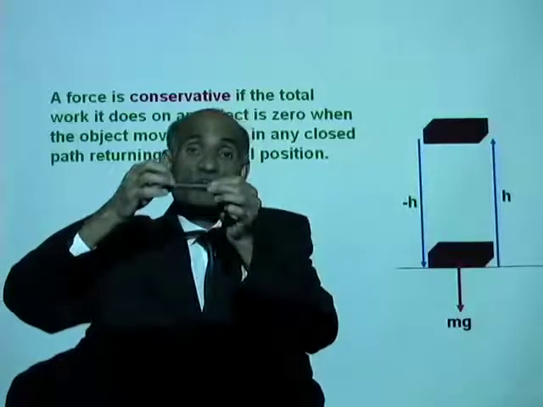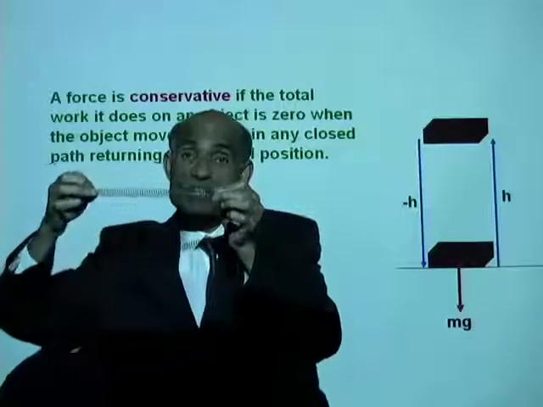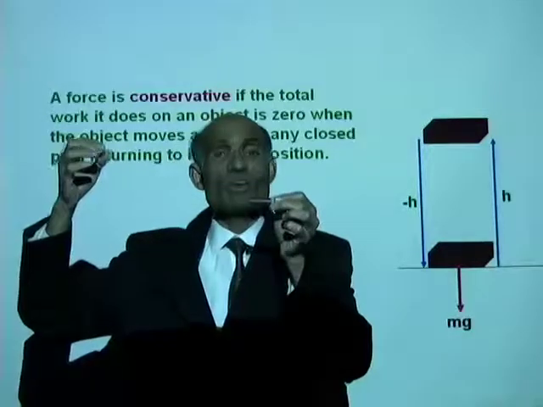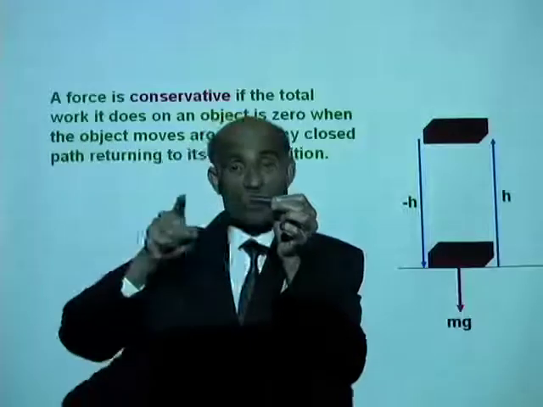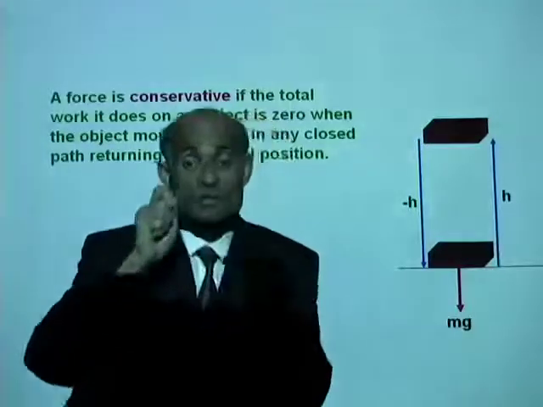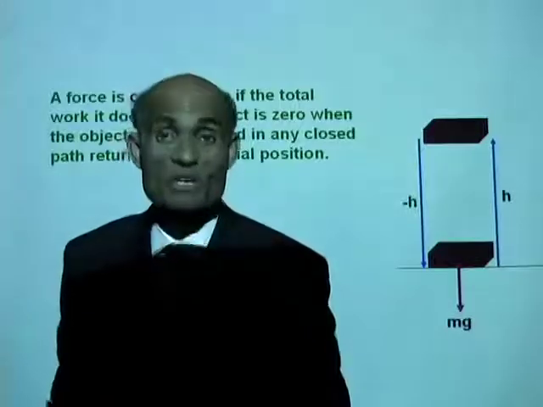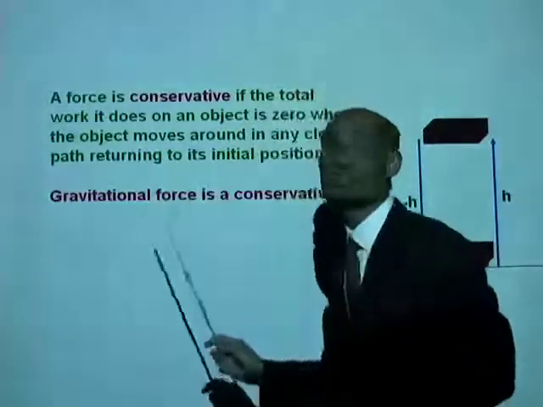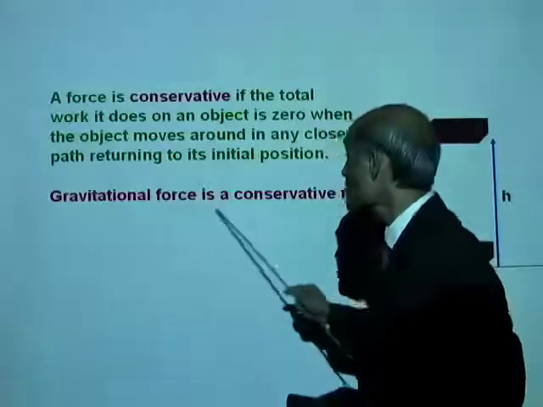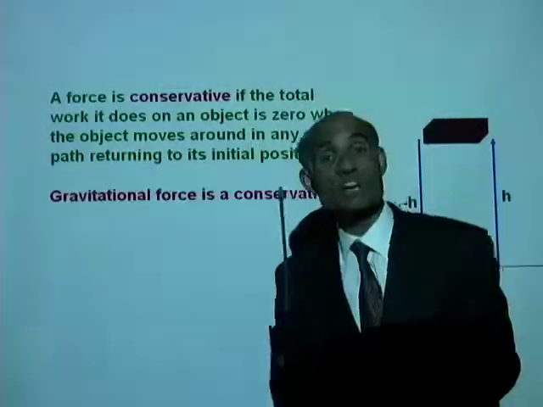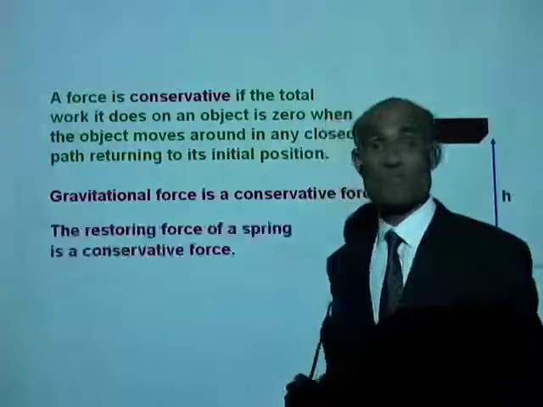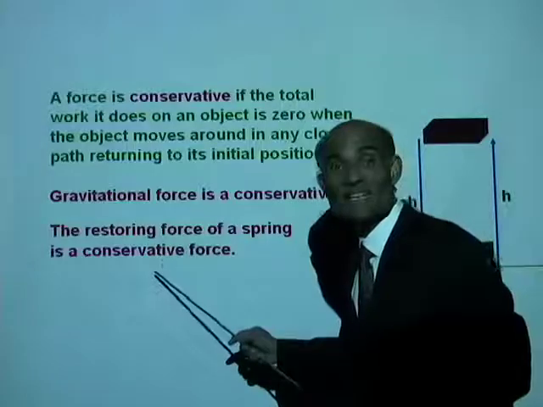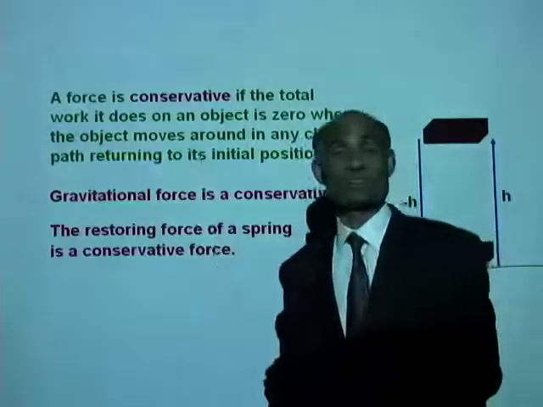The work the restoring force does while I stretch it is negative. When I let it go, the work it does is positive. The total work done in a closed path is 0, and that is the definition of a conservative force. So gravitational force is a conservative force. The restoring force of a spring is a conservative force.